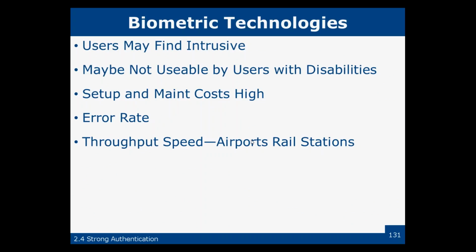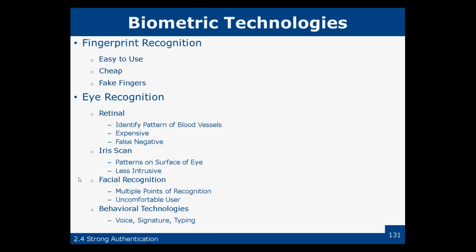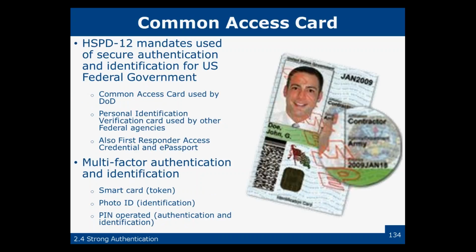Which type of eye recognition is easier to perform, retinal or iris? Iris. Iris, yep. True or false? The holder of a common access card can authenticate to a computer system using biometric information stored on the card. True. True.